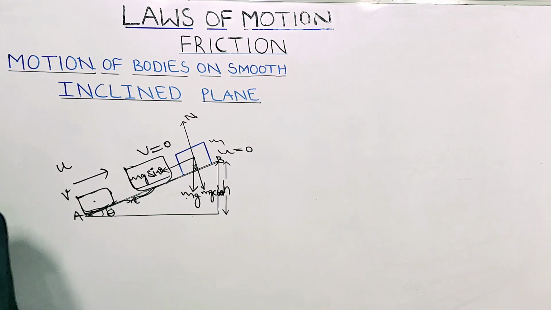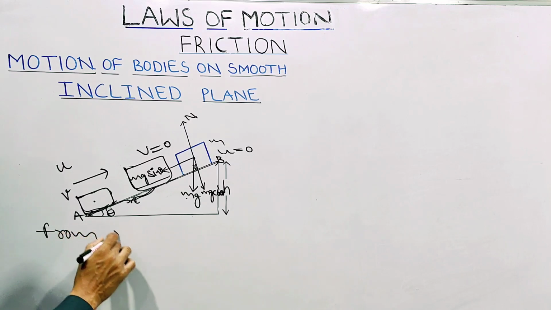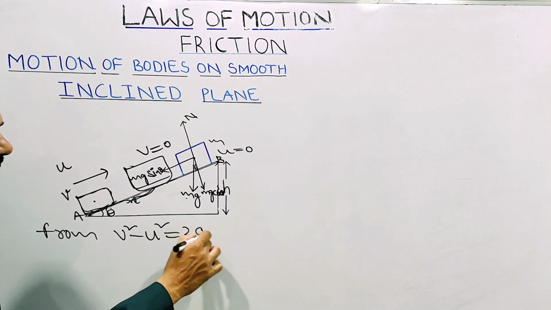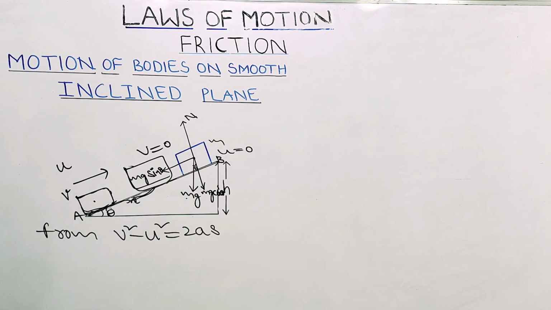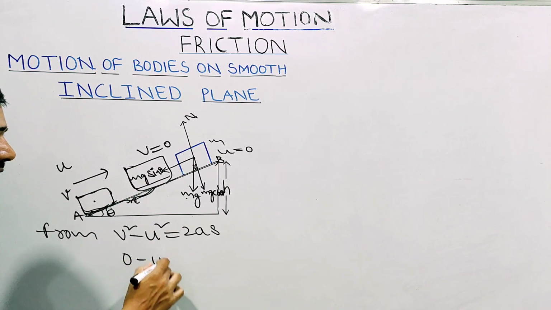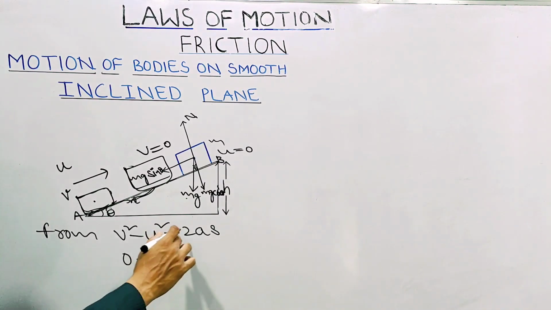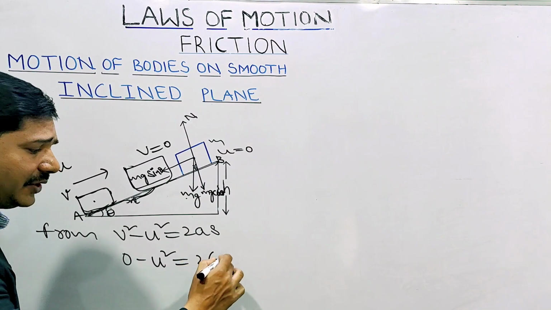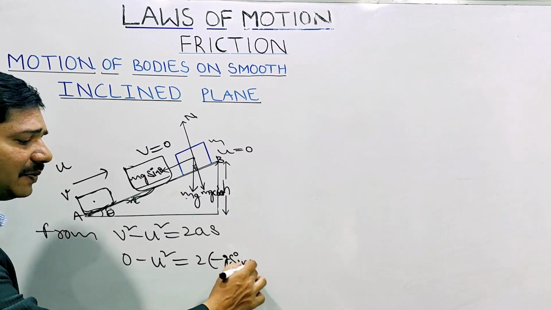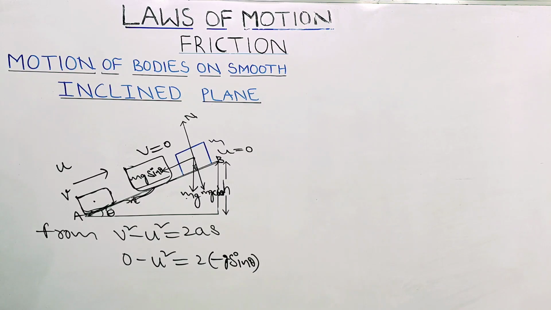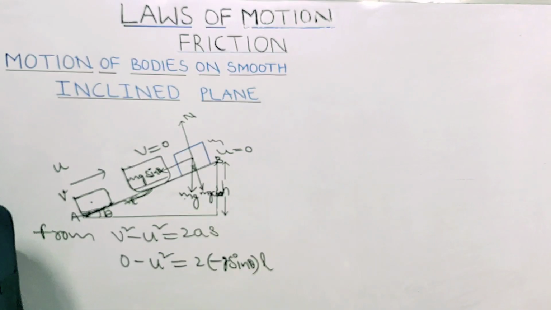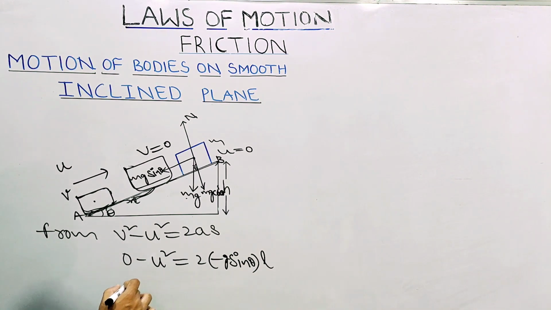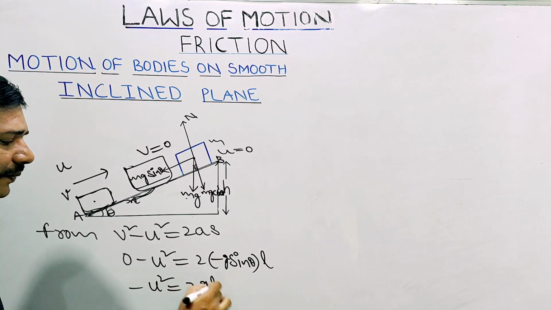What will be the formula? From equations of motion, the third equation: V square minus U square equal to 2as. Here V is the final velocity 0, minus U square, is equal to 2 into the acceleration of the body, which is minus g sin theta, because the body is going upward. The distance traveled I am taking as L. So minus U square equal to minus 2gL sin theta.